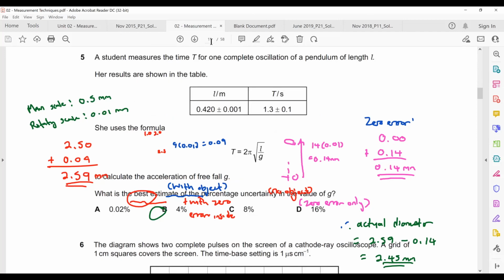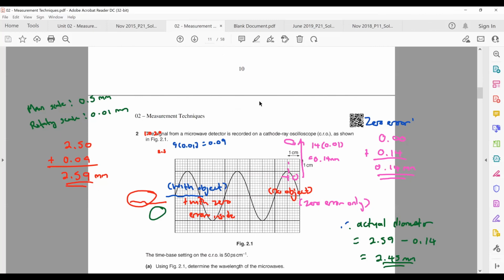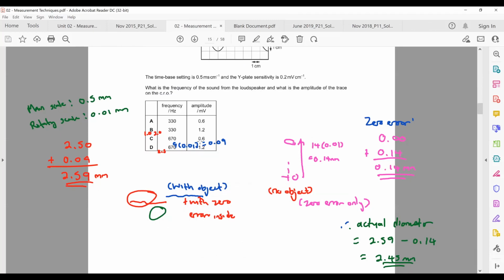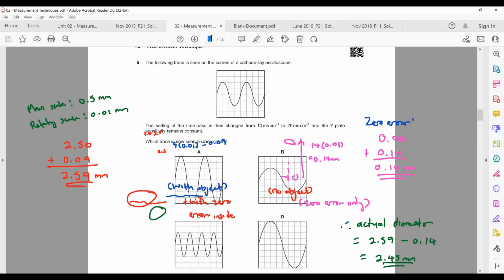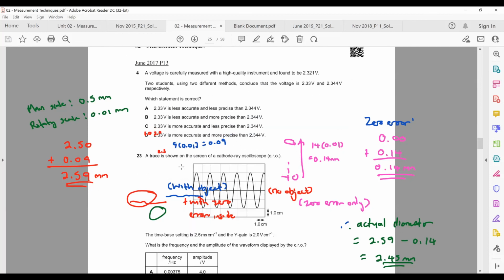Maybe I try to see something for CRO for you. Okay, for CRO, do you want to do a hard question or do you want to do an easy question? There's only 1 or 2 minutes left. Easy one first. Okay, I will do an easy one first. Right, so the easy one would be page 4.